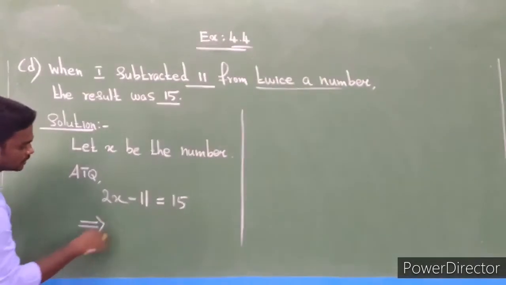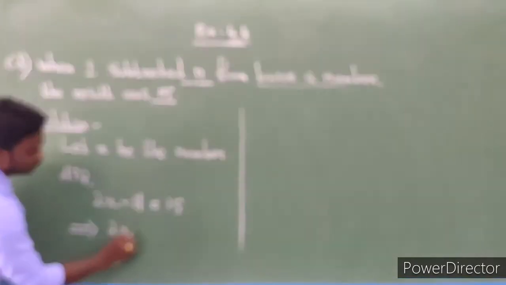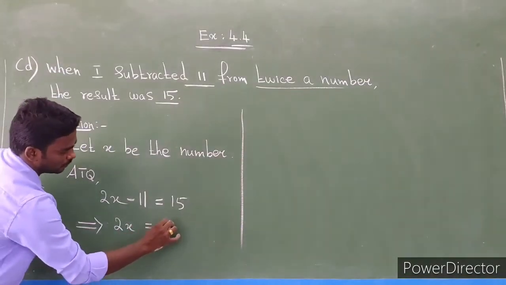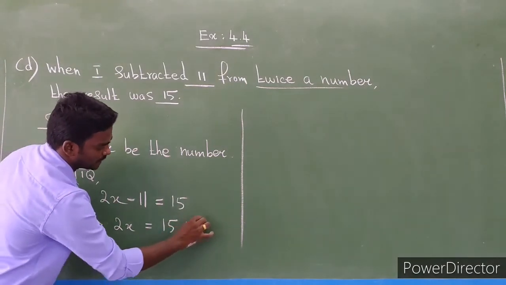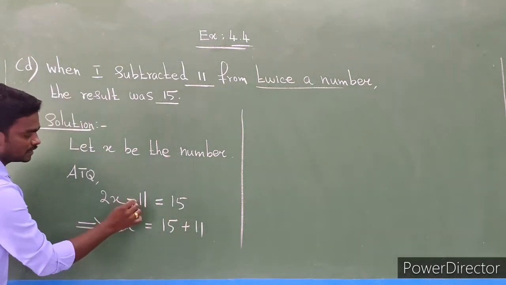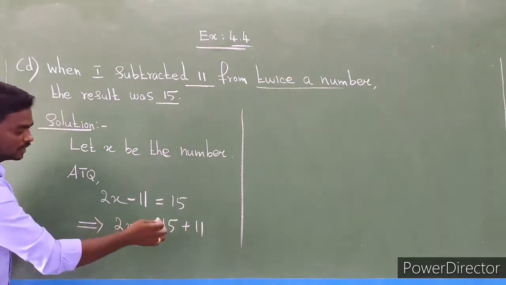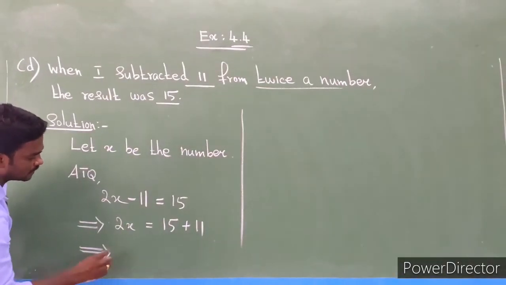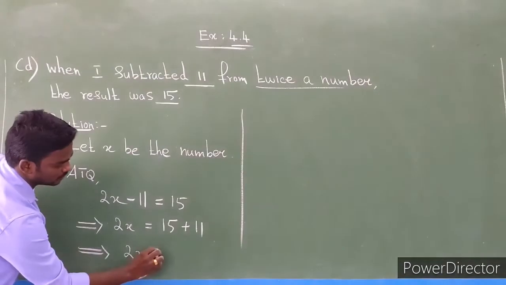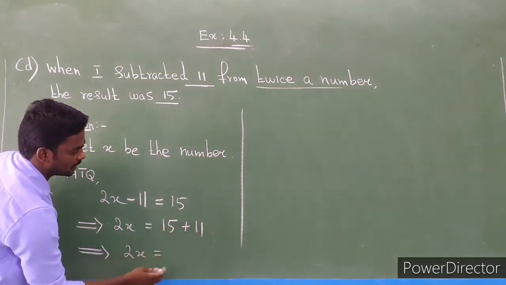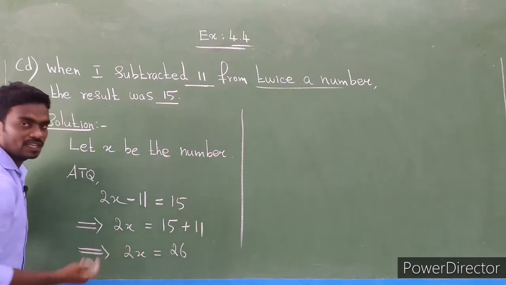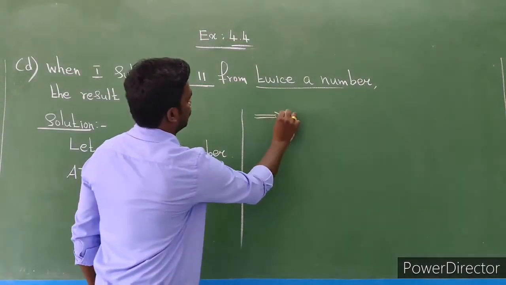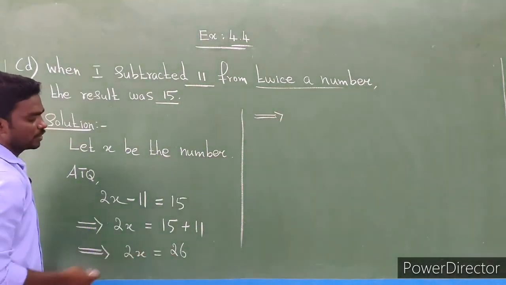Then how to solve this? So 2x is equal to 15. This minus 11 is transposing to plus 11 on the right side. Implies that 2x is equal to, what is the value of 15 plus 11? 26. 15 plus 11 is 26. Implies that 2x is equal to 26.